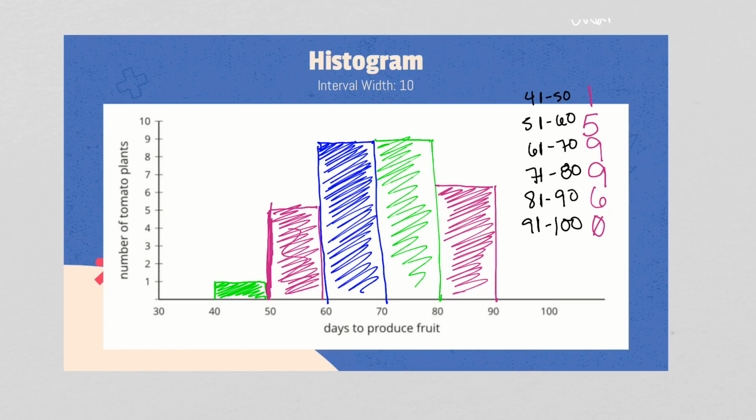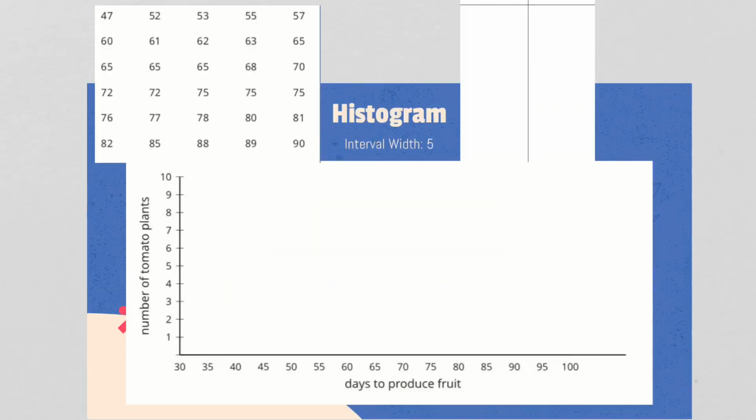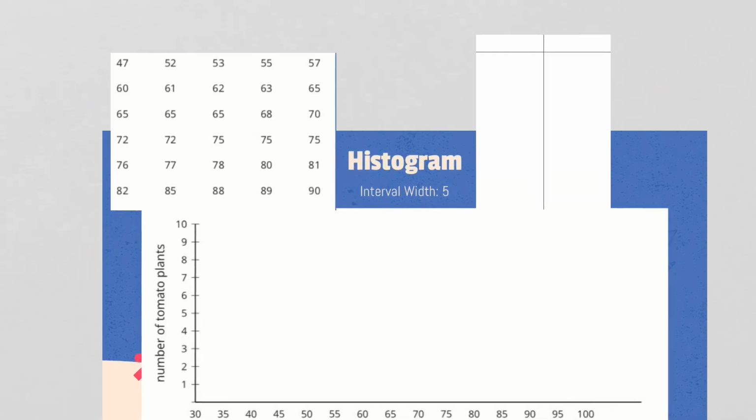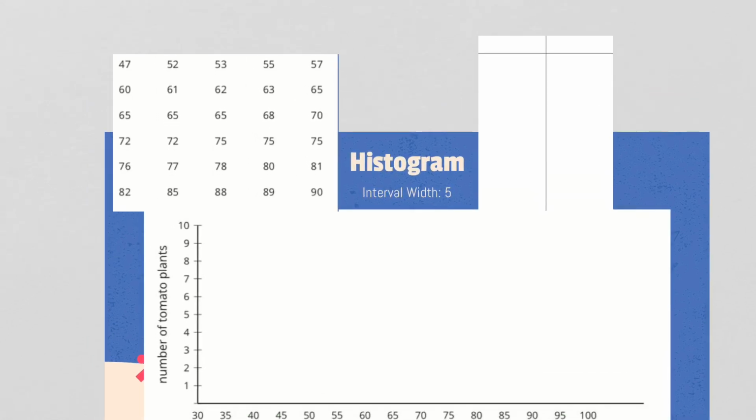Now we are going to make a histogram with an interval width of 5. This one was an interval width of 10. You see that up there? So interval width of 5. So I'm going to change, so this is the number of days to produce fruit.